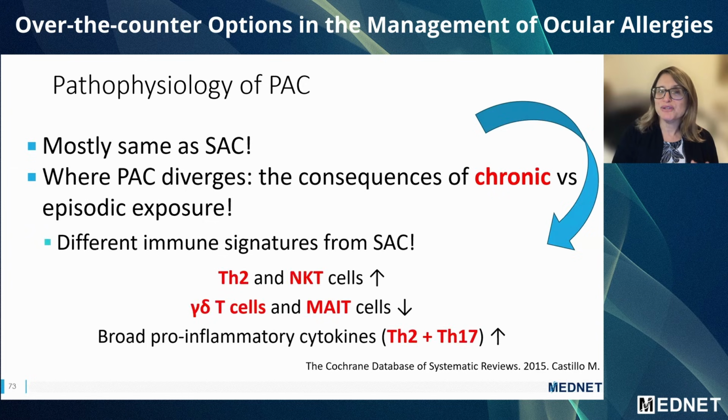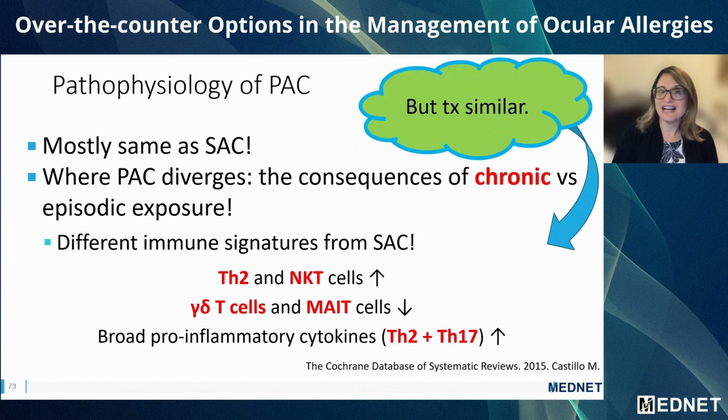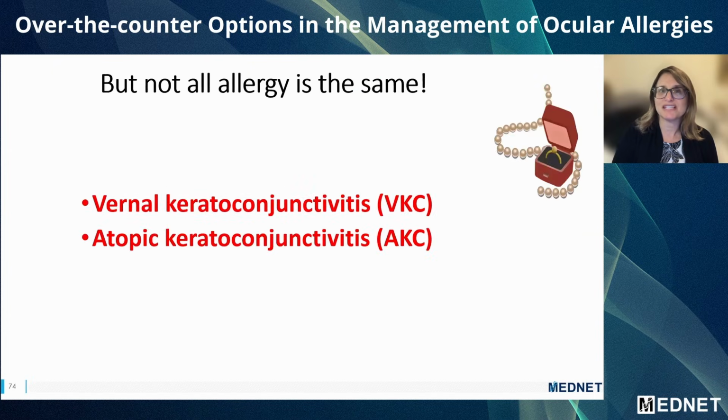And so there are different immune signatures because ideally, if you don't live in Miami and have chronic exposure to pollen, SAC resolves and it gives the immune system time to reset. But with PAC, with constant exposure, you have certain types of cells, Th2 cells, NK cells that go up, and other types of cells, regulatory T cells that go down. And the cytokine findings are different in terms of the pro-inflammatory cytokines that are found. But the reason I lump them together is despite the nuances, the treatment is really similar. But the punchline is we started this by really highlighting that not all allergy is the same.